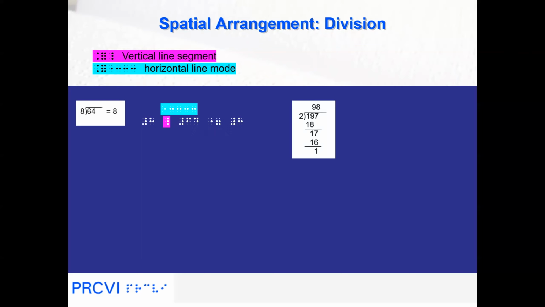Answer, dividend, partial products, and quotient are all vertically aligned. Horizontal line can be of different lengths.